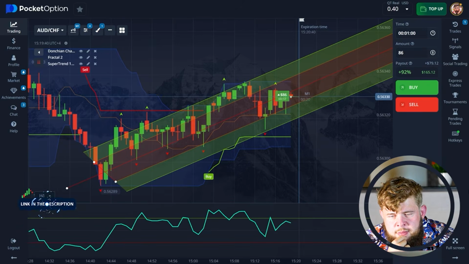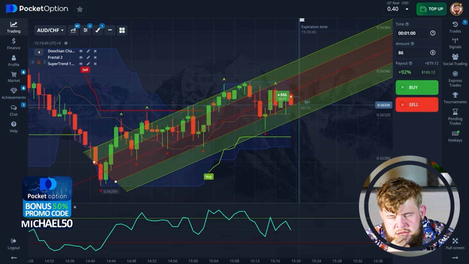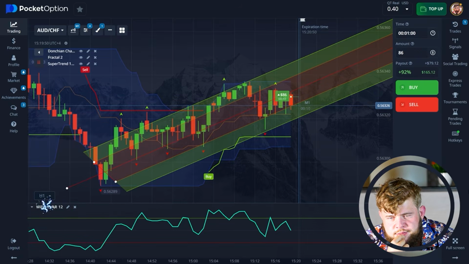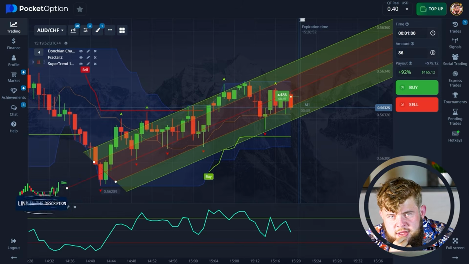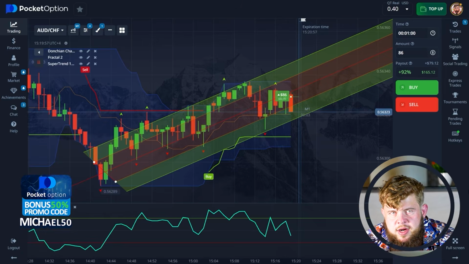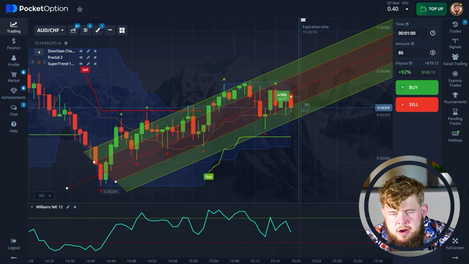Okay, so we have opened buy position here. You can clearly see that price is now staying on the middle line of the Donchian Channel, and I think we're highly likely to break trade. Moreover, according to the Supertrend, we're strictly in the buy zone, and we're highly likely to continue growing right now.